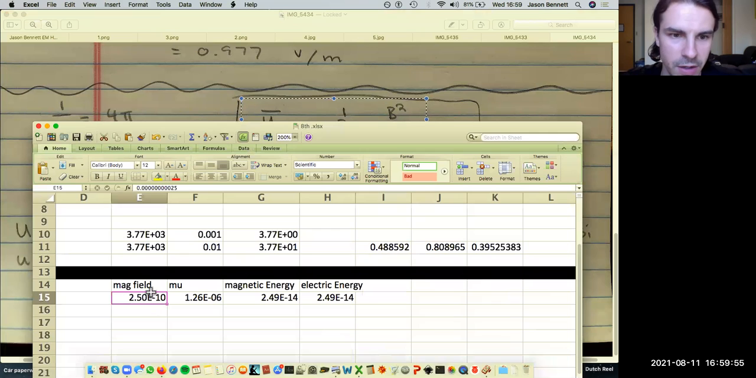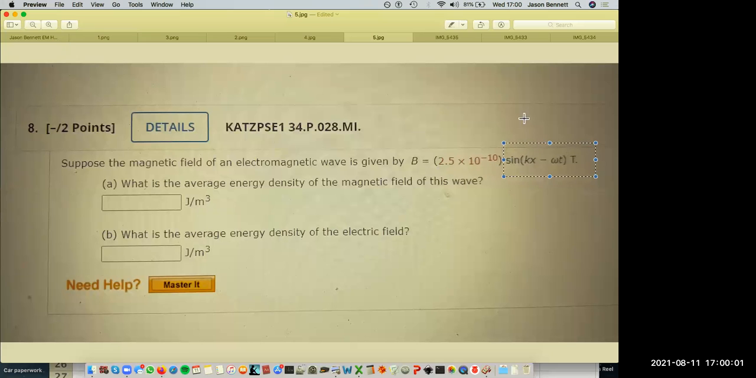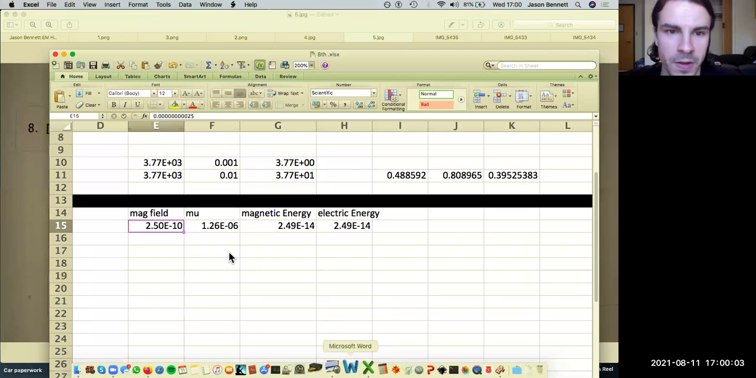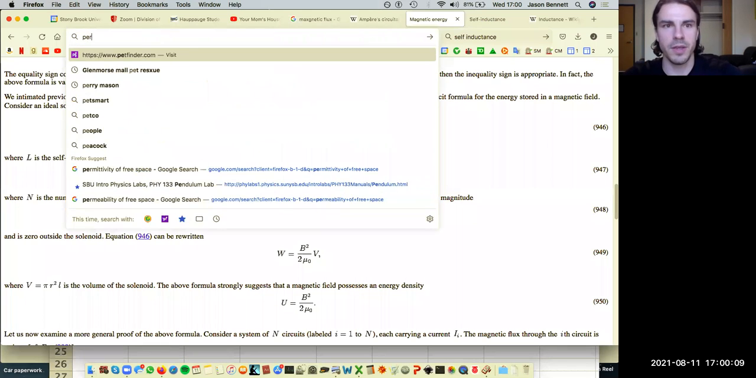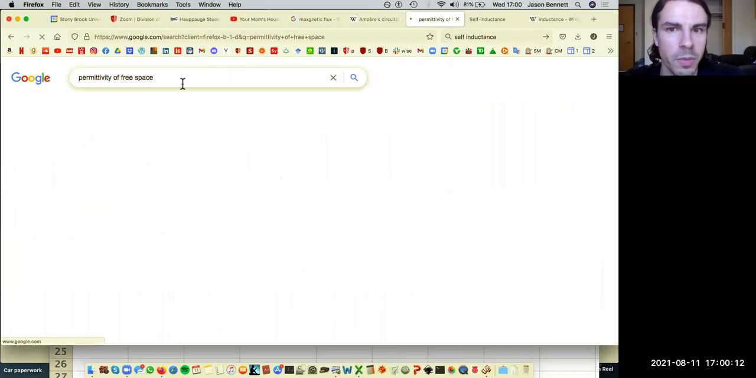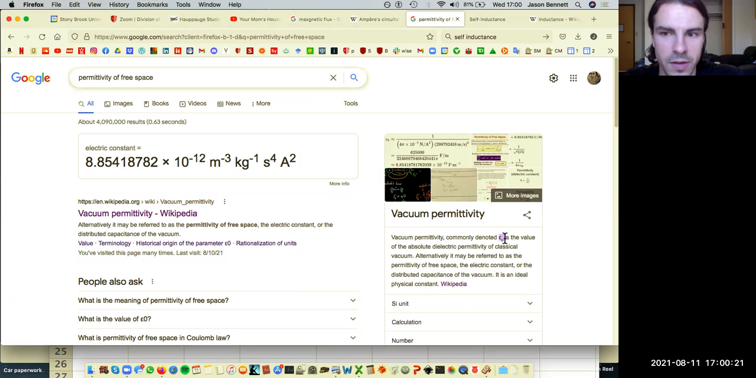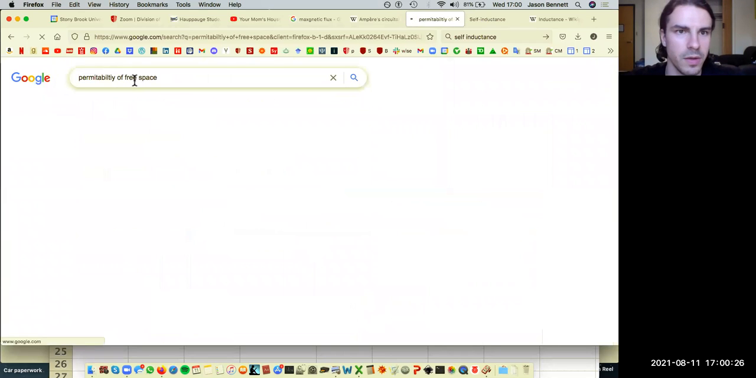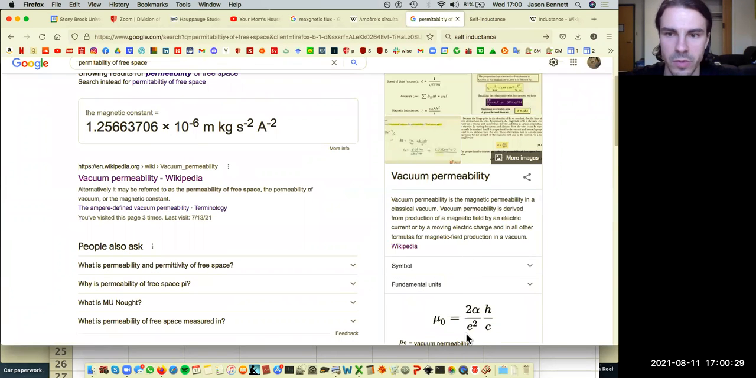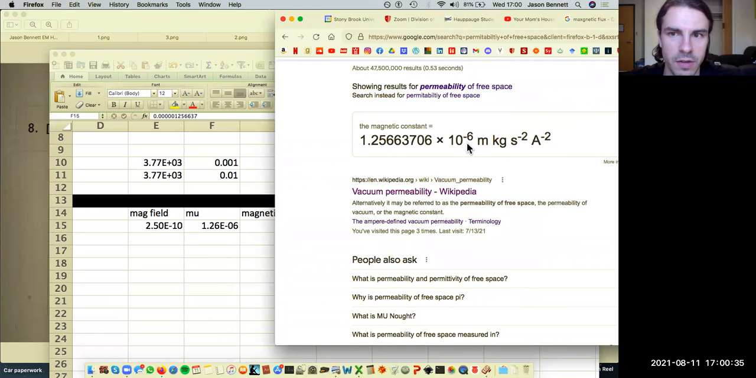So I did the magnetic field, which really the only thing that matters is this prefactor here, 2.5 e to the negative 10. And then I Googled this, I always forget which one it is, either the permittivity or the permeability. 8.85 times 10 to the negative 12. No, that's epsilon. We don't want that one. Oh, 4 pi times 10 to the negative 7. Permeability. Yes, this is the one we want, mu. Okay, so it's 1.26 e to the negative 6.